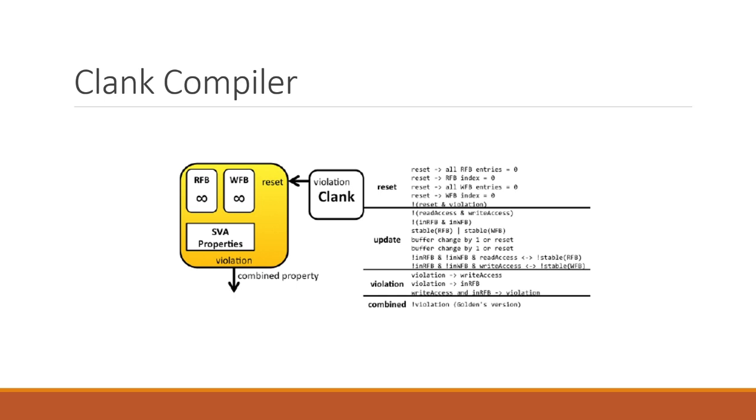In summary, the Clank compiler plays a pivotal role in optimizing program execution for intermittent computing environments, ensuring program correctness, reliability, and efficiency in the face of power interruptions and fluctuations.